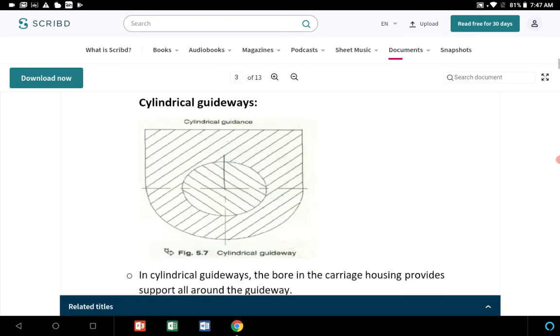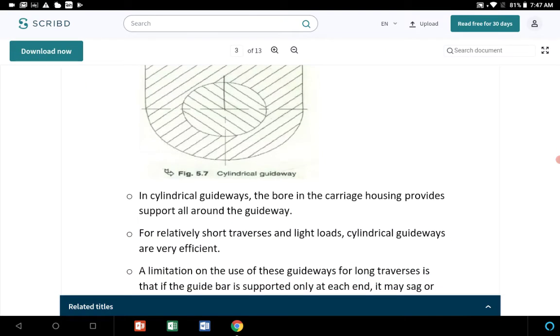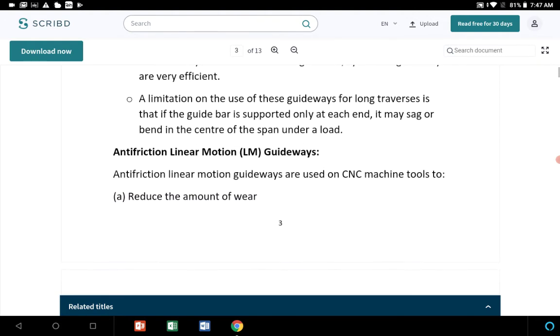The figure what you are seeing is the cylindrical guideway. In this, the bore in the carriage housing provides support all around the guideways. These are utilized for light loads, relatively short traverses and light loads, and they are efficient also. The disadvantage is that if the bar is longer, then sagging may take place.